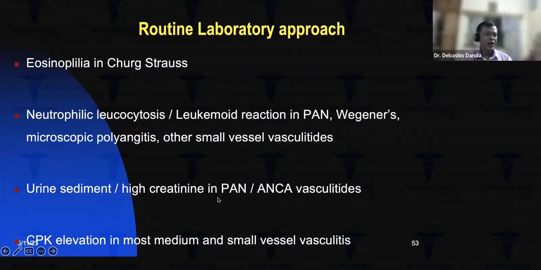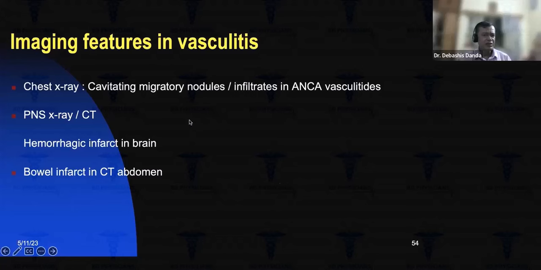Urine sediment or high creatinine can happen in ANCA vasculitis, whereas in classic polyarteritis nodosa, you do not get urine sediment. So I'd like to mention a correction: urine sediment happens only in ANCA vasculitis. In classic polyarteritis nodosa, there are only intraparenchymal branches of the renal artery with aneurysm, but there is no glomerulonephritis to cause hematuria. CPK elevation can happen in most medium and small vessel vasculitis.